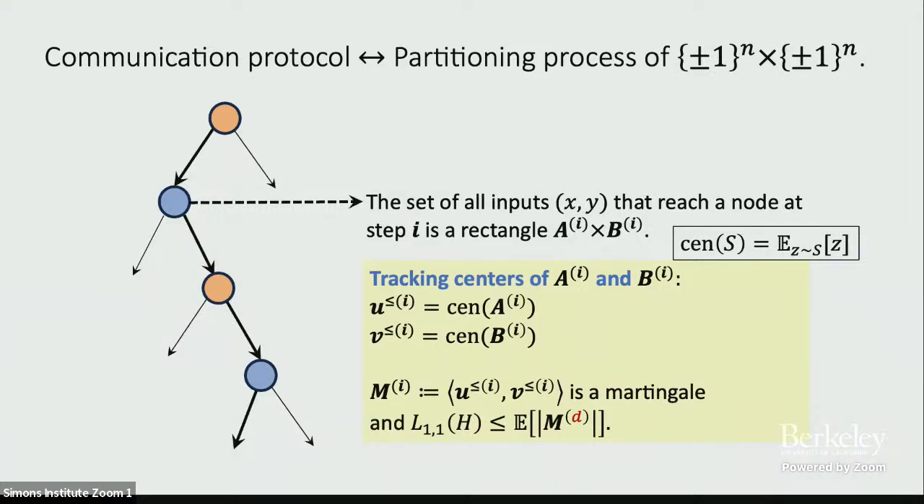We're going to look at the inner product between the two centers. It turns out that this is also a martingale. And the reason is because when Alice speaks, she is modifying her center, but Bob's center stays the same. So only this part changes. And when Bob speaks, only his center changes. Alice's center does not change. So as a result, the inner product between Alice's center and Bob's center is also a martingale. In particular, if you look at the final value of the martingale, it gives you a bound on the level 1 Fourier growth. If you look at the expected modulus of this martingale at the end, this is a bound on the level 1 Fourier growth.